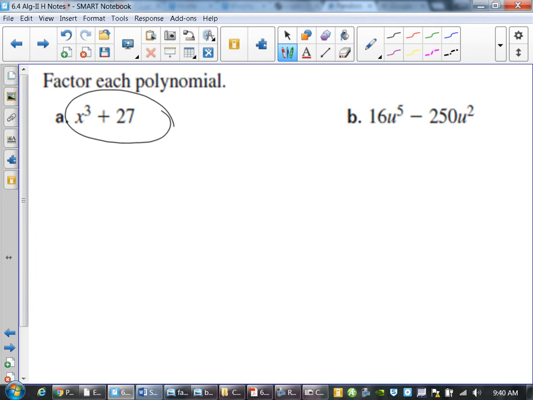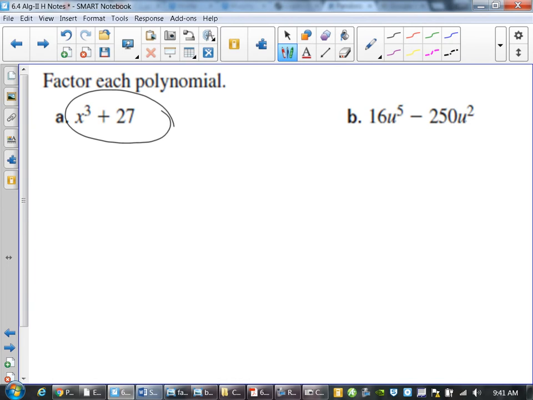Well, when we deal with perfect cubes, is the first term a perfect cube? Yes. Is the last term a perfect cube? Yeah. 27 is what cube? 3. There are certain values that you are going to be held accountable for knowing. 3 squared, 3 cubed, maybe sometimes 3 to the 4th. Same thing with 2s and things. So what happens here is that you get what's called a special pattern for a perfect cube.